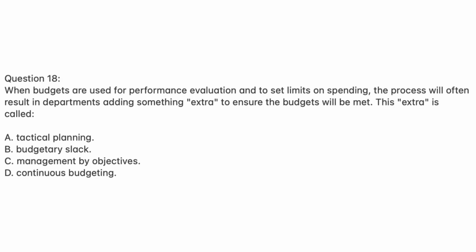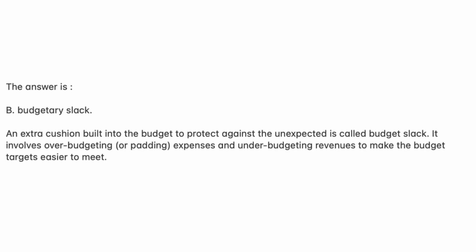Question 18. When budgets are used for performance evaluation and to set limits on spending, the process will often result in departments adding something extra to ensure the budgets will be met. This extra is called A. Tactical planning. B. Budgetary slack. C. Management by objectives. D. Continuous budgeting. The answer is B.